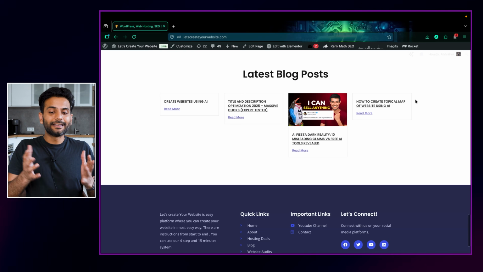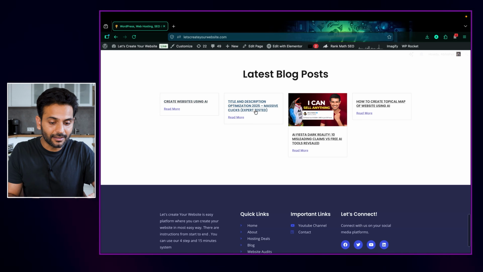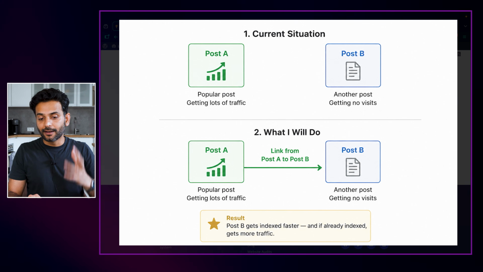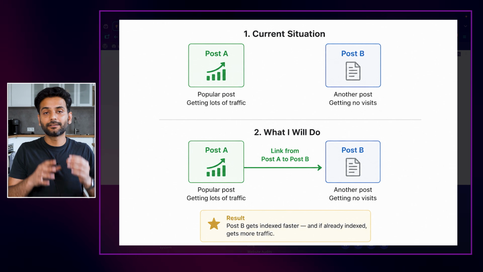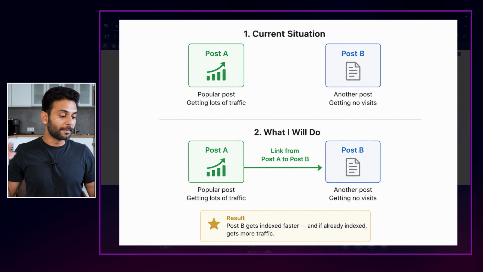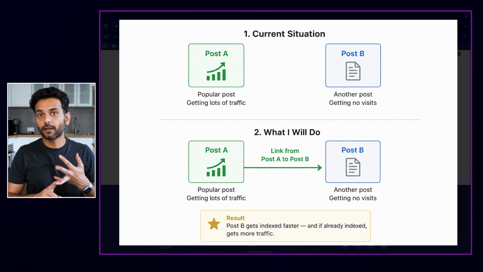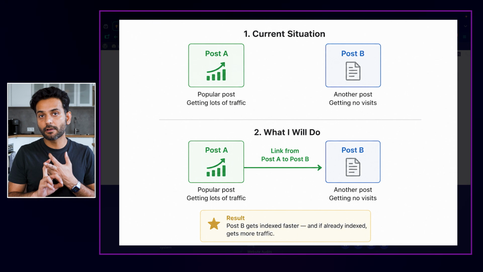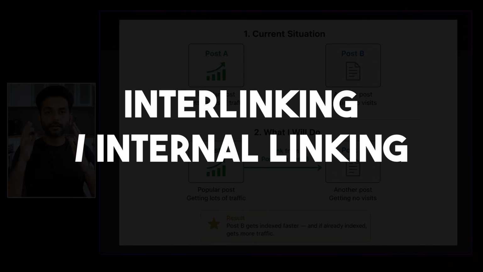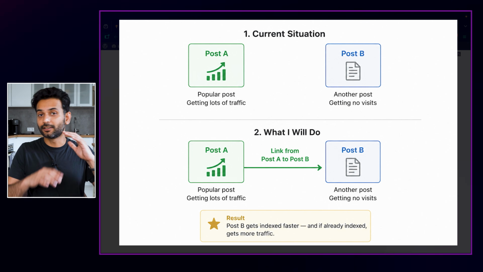So what we can do in this case is take these pages and interlink them with the popular pages on our website, or link them with other blog posts. So these pages are very well interlinked with other pages. Maybe these are the main pages on your website, or some pages which are already getting traffic. And this is called interlinking. Let me give you a real-time example of how you can do that. It's a very simple process.